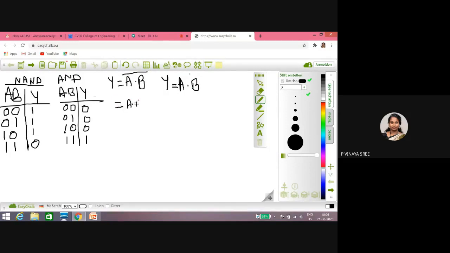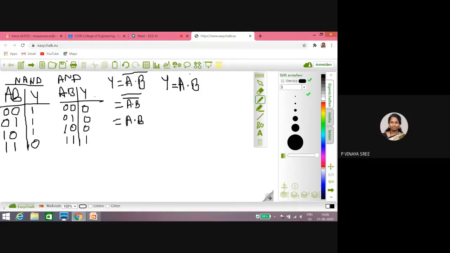So A into B, this one. Again, if you place one more bar, what will you get? You will get this, no? Yes, ma'am. Am I audible? Yes, ma'am. So what will you get? A into B. Okay, so you'll get A into B.